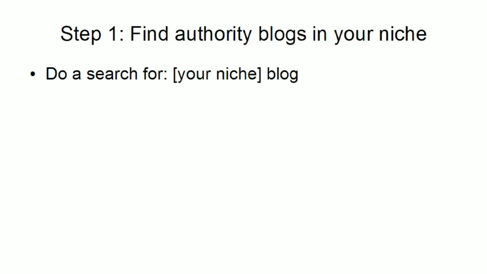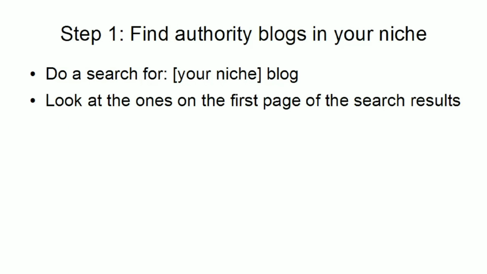Now, step number 1 is to find authority blogs in your niche. So you want to do a search in Google or other search engines for your niche and then blog. And you want to look at the ones on the first page of the search results. And you want to see how they rank.